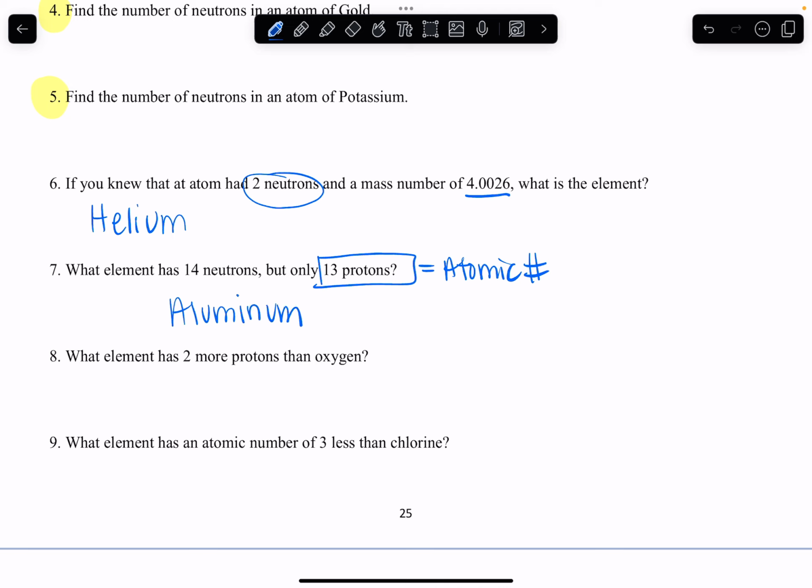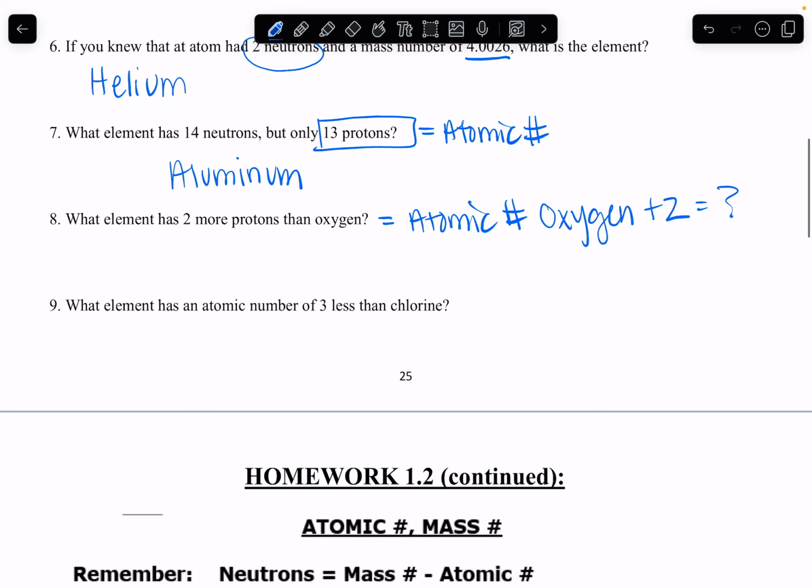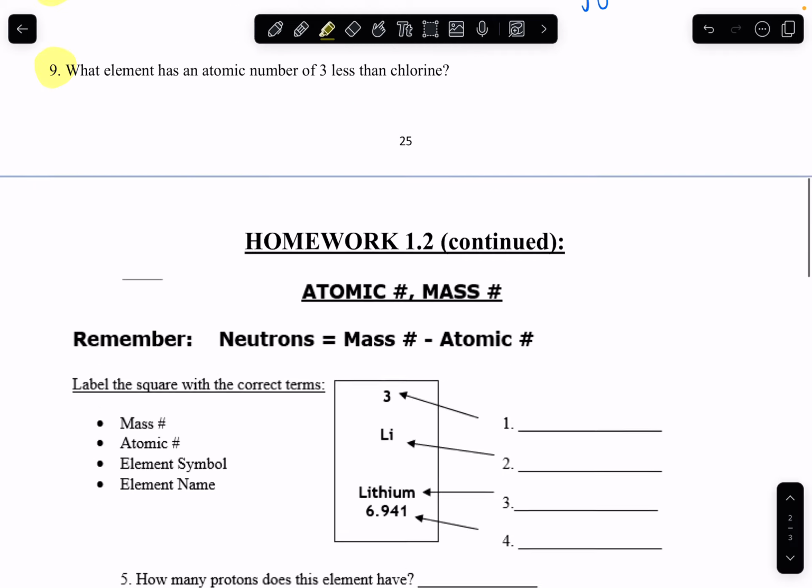Okay, the next one, it says what element has 2 more protons than oxygen? So I go look at the atomic number of oxygen, add 2 to it, and that will give me my answer. Okay, so you need to go finish this one. And number 9 is a similar idea, but it's 3 less than chlorine.